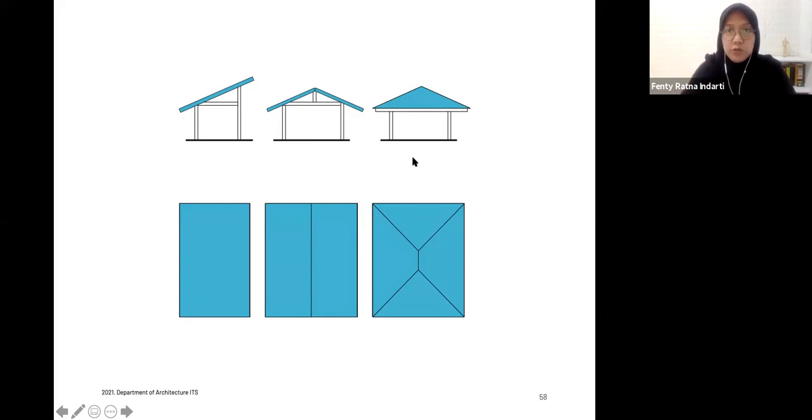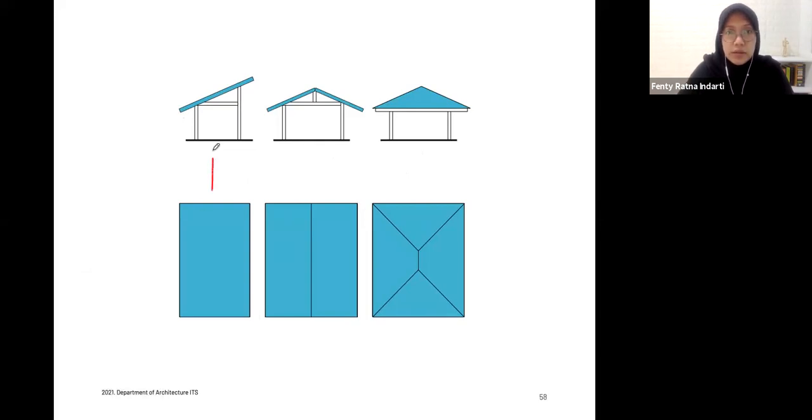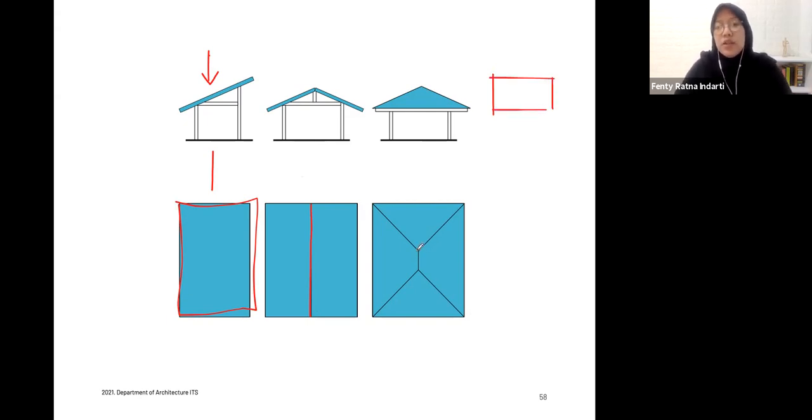If we try to take a look from this side, this is the elevation, and if you take a look from the top, it is like this. It doesn't have any ridge. Well, this one has one ridge here. For this one, if it is a rectangular shape, then it definitely looks like this. So you have the ridge and you have the hip like this.